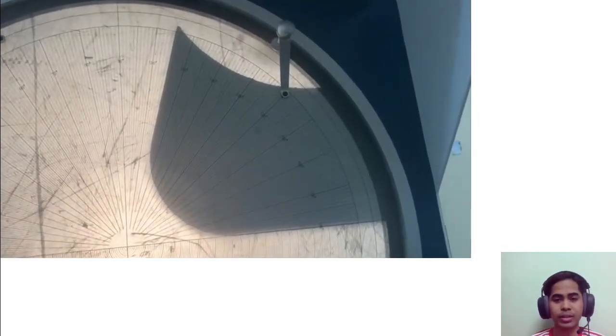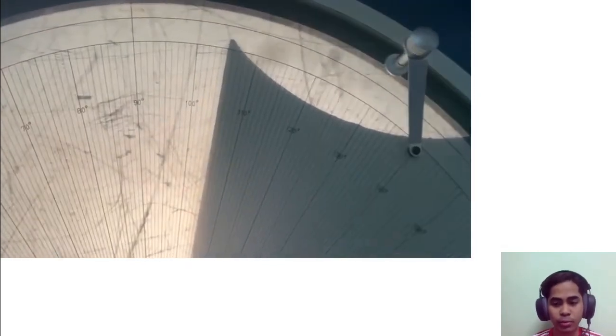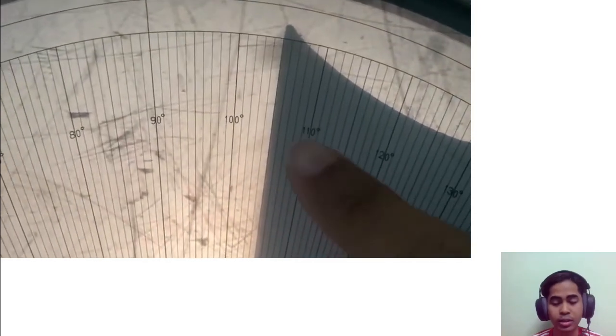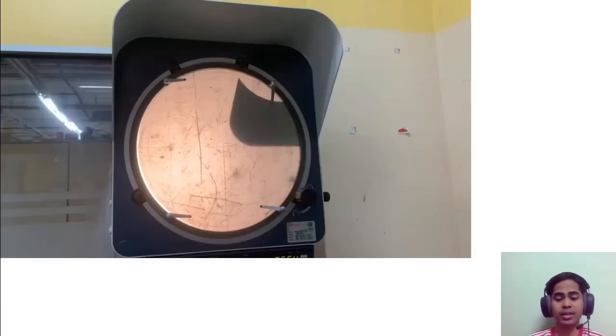We get 105 degrees. Can you see? For the line below, we get 180. So we can calculate 180 minus 105 degrees. The angle of the workpiece that we get is 75 degrees. That's the step we use in order to get the angle of the workpiece.